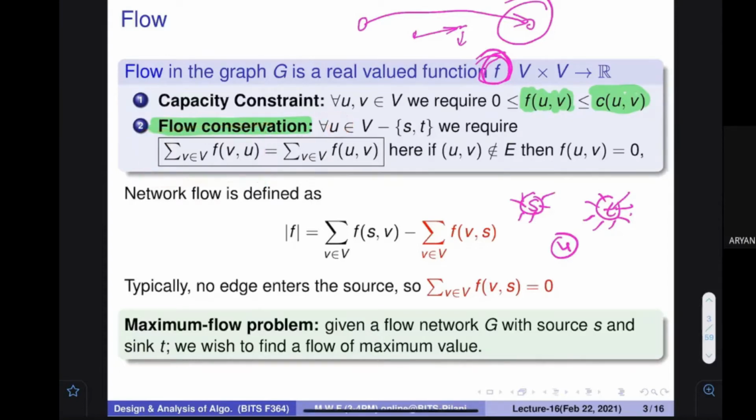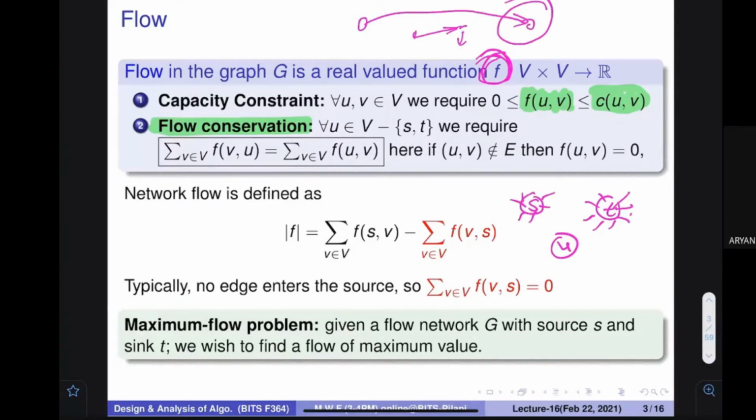And similarly, if I say F(U,V), how much this particular node is sending to other nodes. If I find the summation over all other nodes, these values should be the same. So if I put a minus sign over here, this equation becomes 0. So they both are the same. This is called flow conservation.